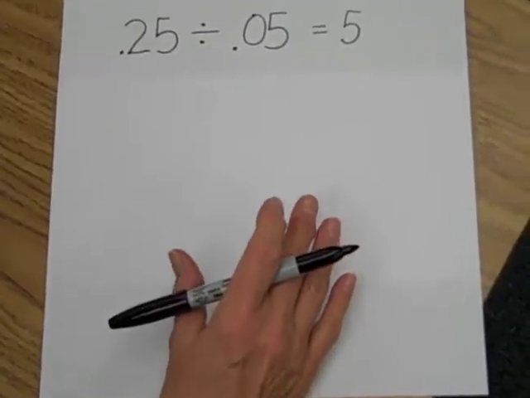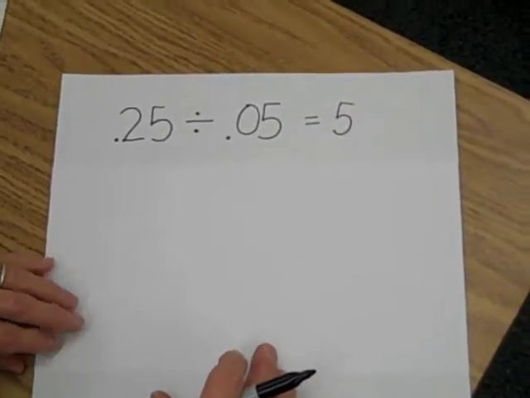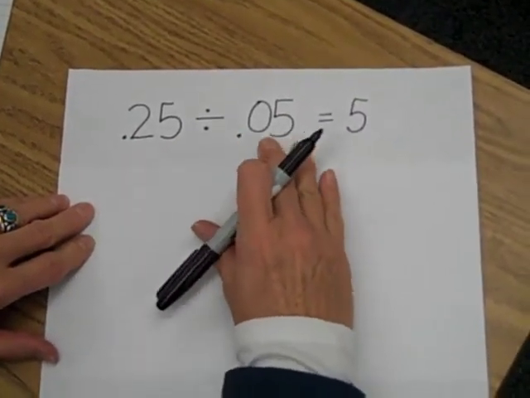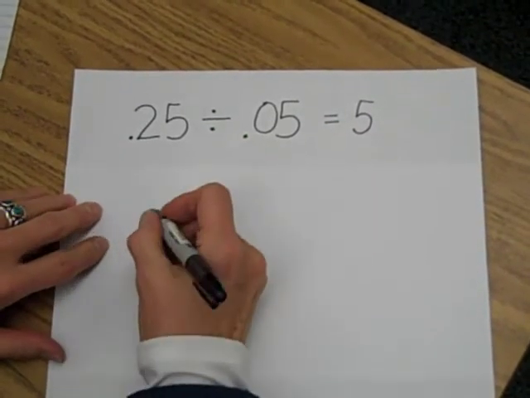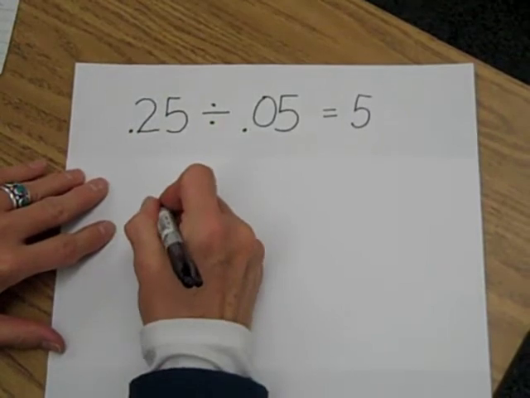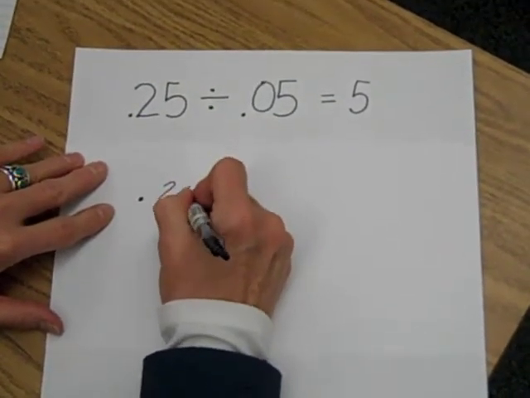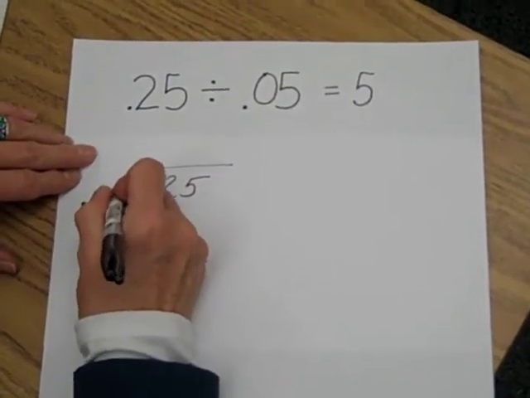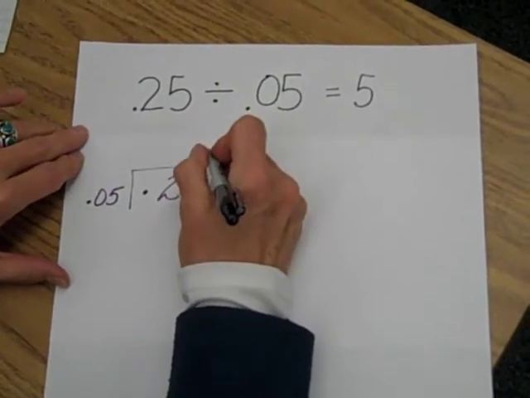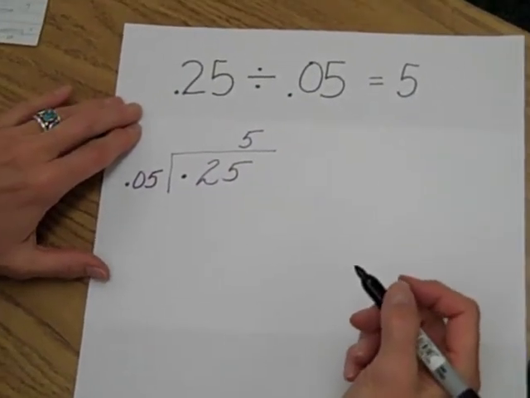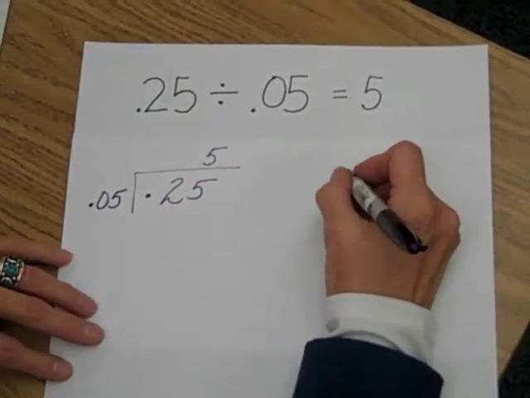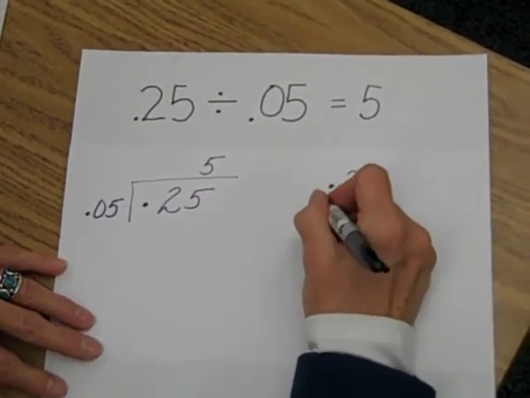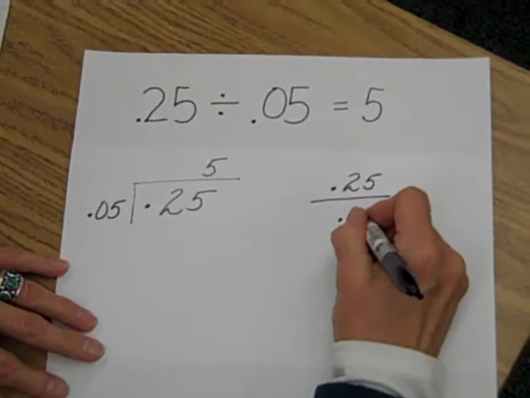This problem can be written in more than one way. You may see it written as we have it here at the top. The decimal divided by the decimal equals this whole number. You might also see it written as 25 hundredths divided by the quantity of 5 hundredths. And in this case, you're going to have a whole number quotient or answer of 5. You might also see this division problem written as a fraction. 25 hundredths divided by 5 hundredths.